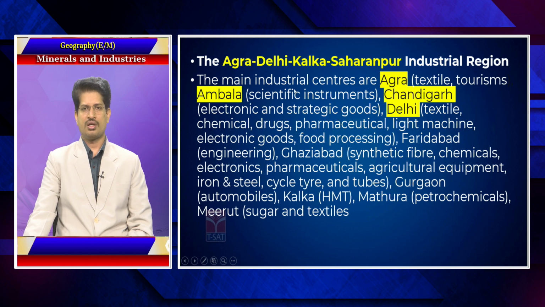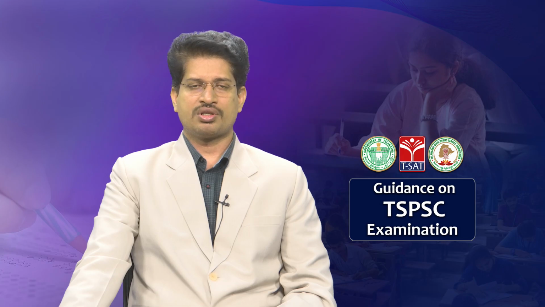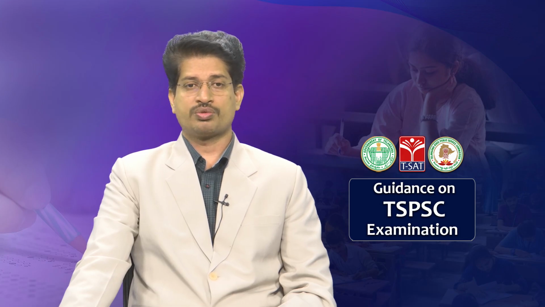Next, the Agra, Delhi, Meerut, Saharanpur region: this is mainly because of the national capital territory and the hinterland it has got. Because of this reason, it has different types of industries: textiles, drugs, pharmaceuticals, synthetic fiber, chemicals. These are the different kinds of industries which have developed because of the impact of political factors, because this is near the national capital territory with a huge population, approximately around 2 crores.